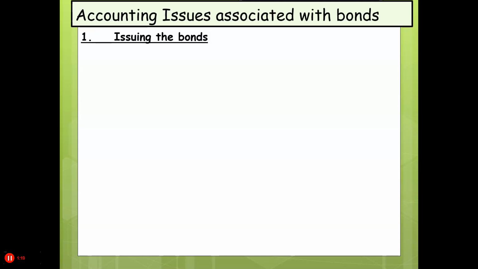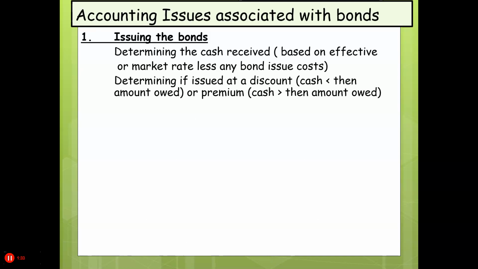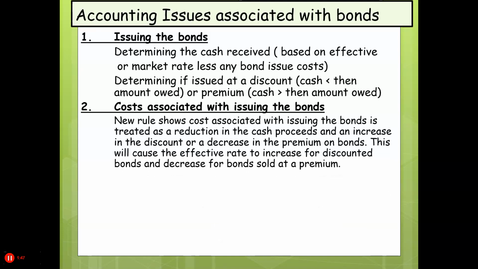we're going to have some challenges. The first is we have to figure out the cash that's going to be received, and it's all based on the effective or market rate less any bond issue costs. You first determine whether it was issued at a discount, where the cash is less than the amount owed, or a premium, where the cash is more than the amount owed. Then we have costs associated with issuing the bonds. There's a new rule that treats these costs as a reduction in the cash proceeds and an increase in the discount or a decrease in the premium on bonds. This will cause the effective rate to increase for discounted bonds and decrease for bonds sold at a premium.